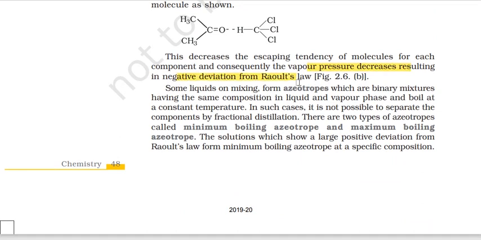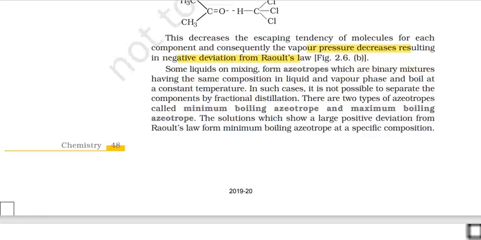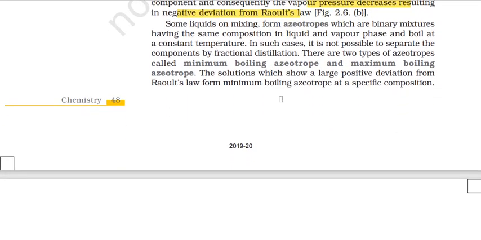Ab yahan pe kuch azeotropes wali cheez aa rahi, this is also asked. Some liquids on mixing form azeotropes, which are binary mixtures. Ab azeotrope hai kya? Very easy.